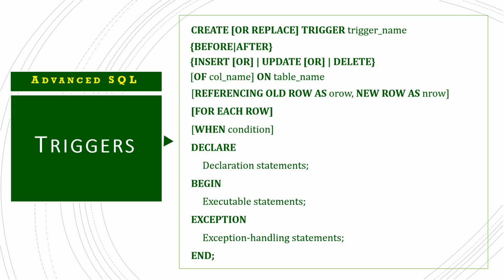The CREATE TRIGGER command can be used for creating a trigger. The syntax is specified here. CREATE OR REPLACE TRIGGER trigger_name, BEFORE or AFTER, INSERT or UPDATE or DELETE, OF column_name, ON table_name, REFERENCING OLD ROW AS O_row, NEW ROW AS N_row, FOR EACH ROW, WHEN condition, declaration statements, executable statements, exception handling statements, finally ending with the END command.